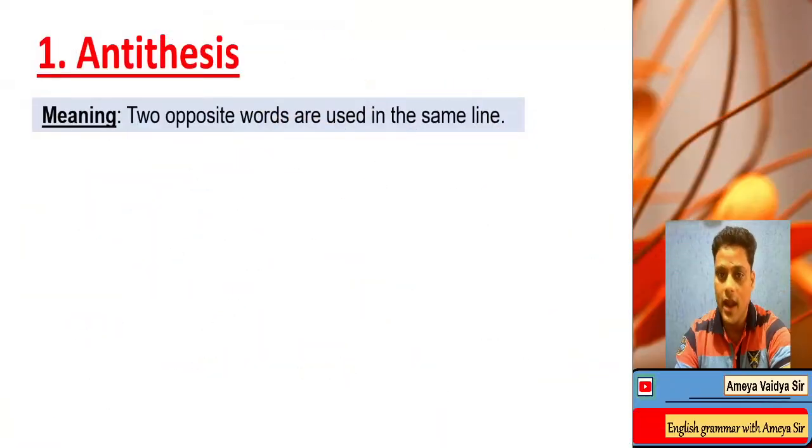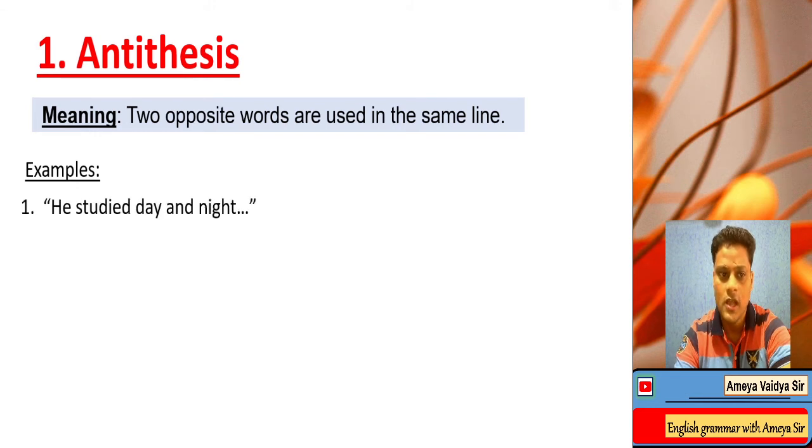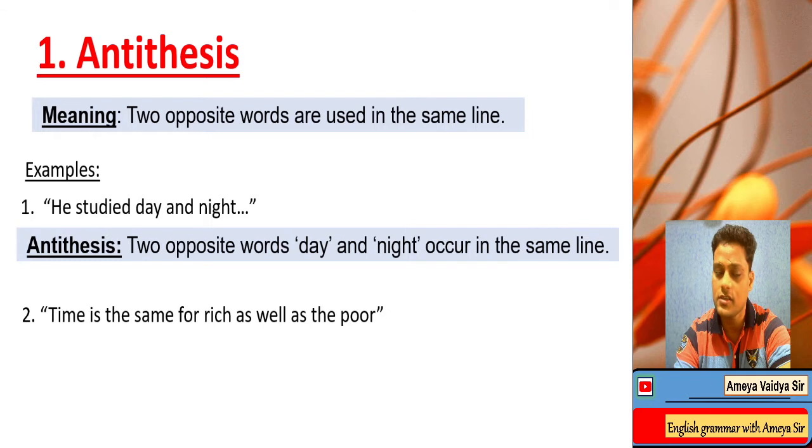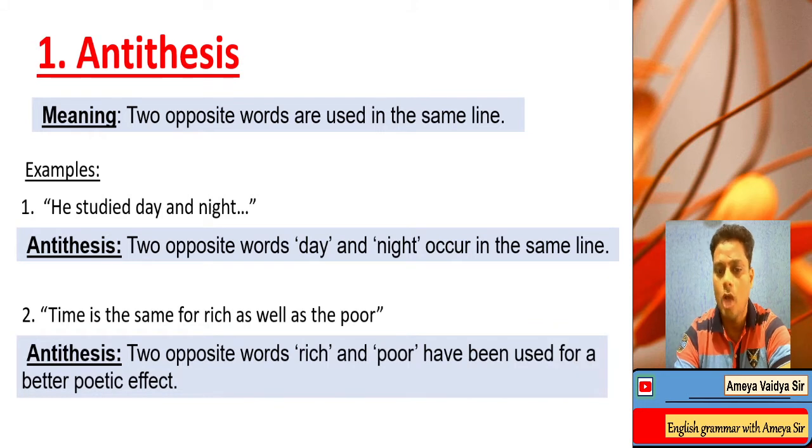We were talking about antithesis, and so here are some examples. We'll deal with a couple of examples. The first one is: he studied day and night. Now clearly you can see that this is antithesis because two opposite words, day and night, occur in the same line. It's all about study, but it's studying day and night. The next example: time is the same for rich as well as the poor. The entity is time and two opposite words are rich and poor. That's why this qualifies as antithesis.